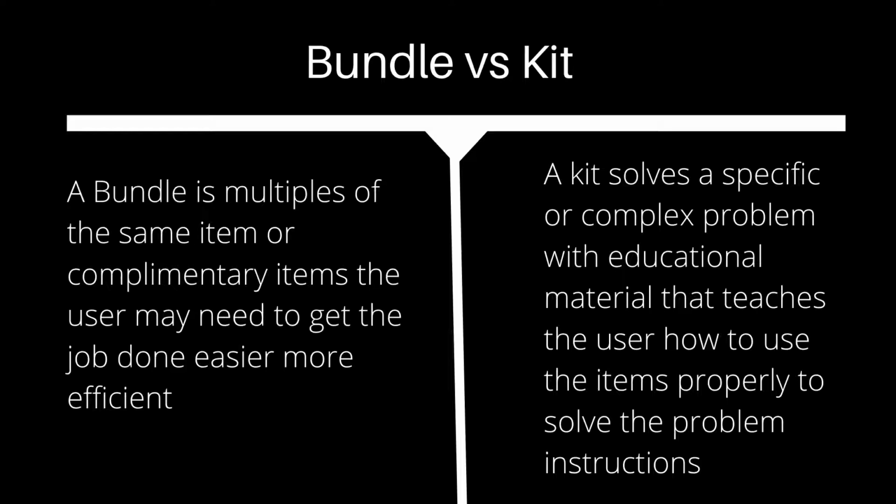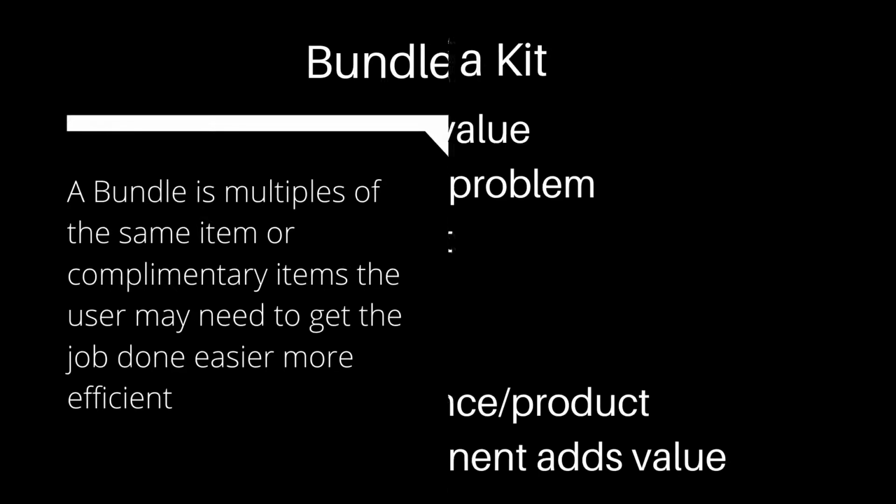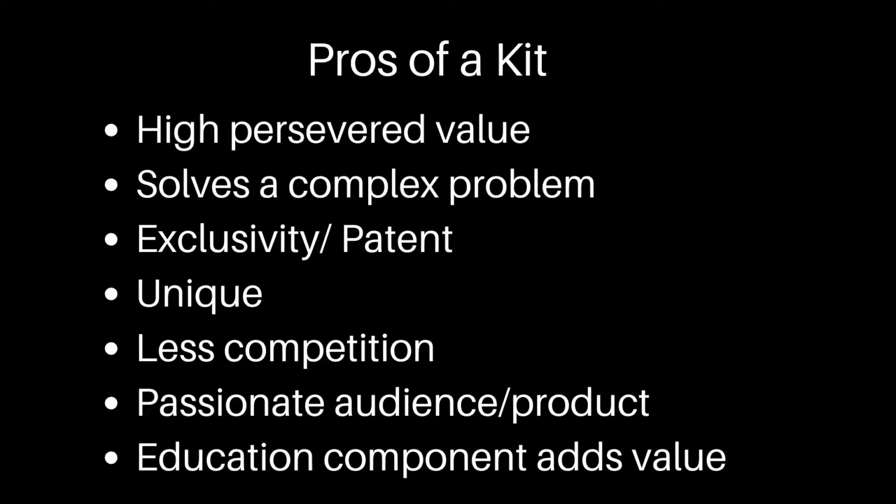And a kit is different because a kit solves a specific or complex problem with an education material component with it that teaches the user how to use the items properly to solve the problem faster, and it usually involves instructions. I'll talk about the differences and the pros and cons of a kit. The pros of a kit: it has a high perceived value. It's niche specific and it's really exclusive.